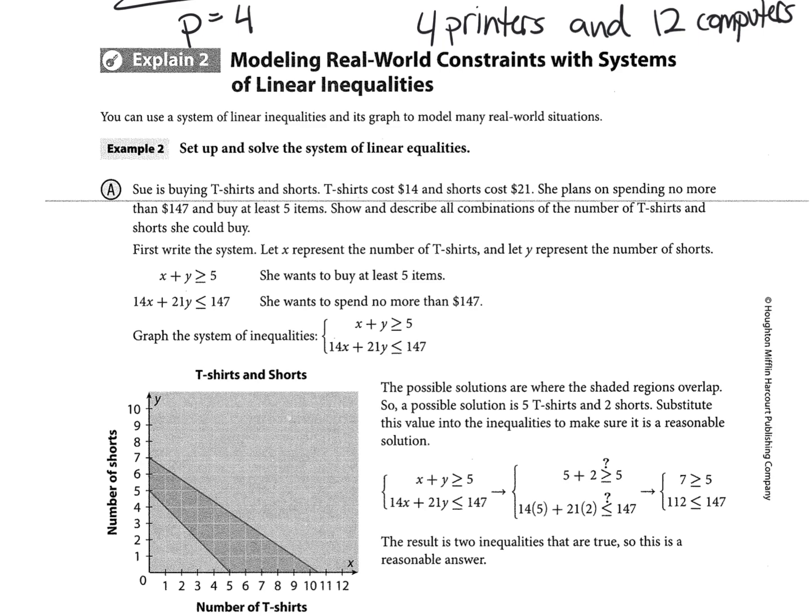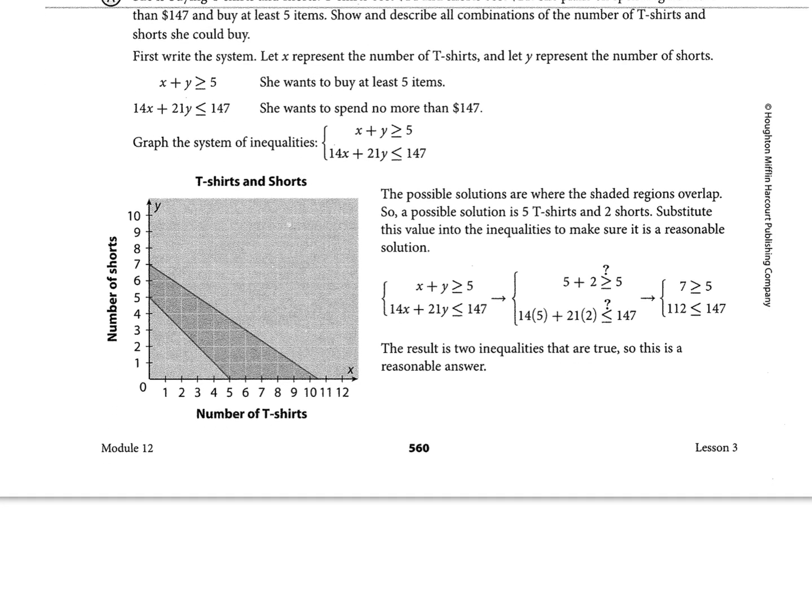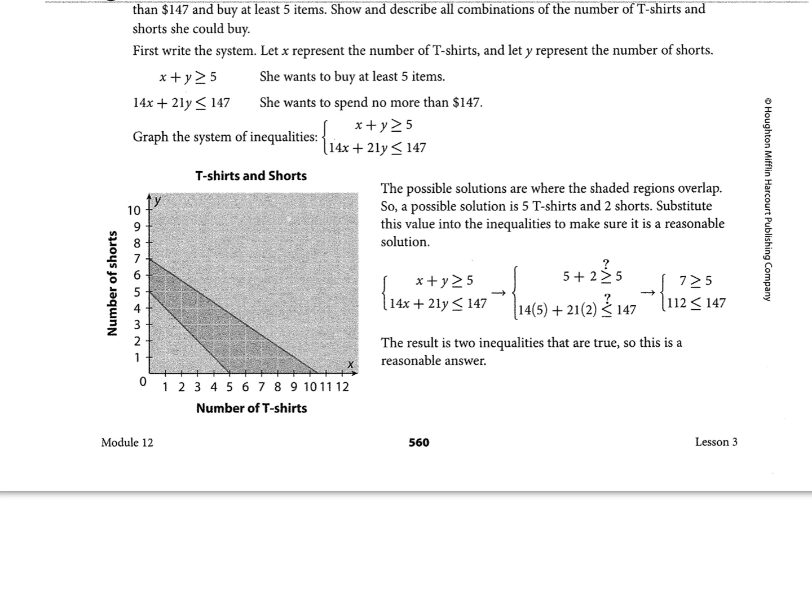So graphing it, you see they've graphed them. Both of them are solid lines because they have the equal to symbol with them. They've shaded accordingly. And it says the possible solutions are where the shaded regions overlap. So in this section here.